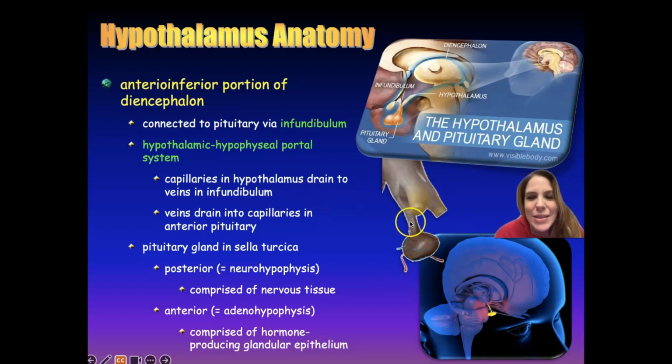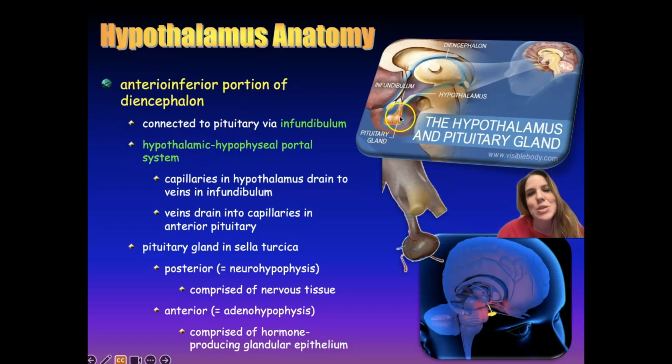Now, you notice that there's this little stalk connecting the hypothalamus to the pituitary. That is called the infundibulum. Sounds fun, huh? Infundibulum. And so that is going to be kind of the information highway between the hypothalamus and the pituitary gland. And the way that the hypothalamus communicates with the posterior pituitary is slightly different than the way it communicates with the anterior. And I kind of mentioned that already.